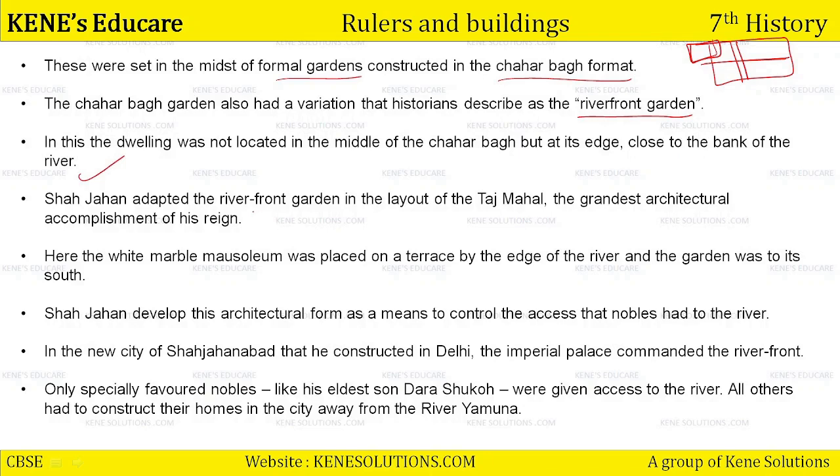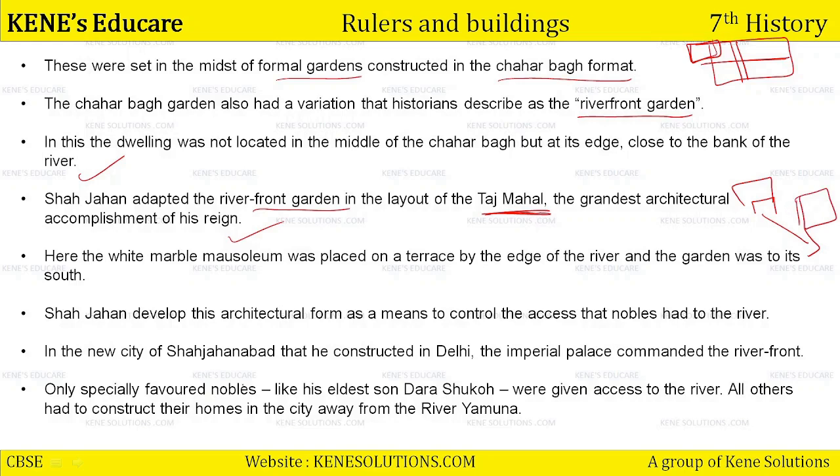Shah Jahan adapted the riverfront garden in the layout of the Taj Mahal, the grandest architectural accomplishment of his reign. Here, the white marble mausoleum was placed on a terrace by the edge of the river, and the garden was to its south. So basically, ताजमहल कैसे बनाया गया है? एक ऐसे pedestal है, उसके ऊपर ताजमहल है, and उसके south में there is this garden in the Char Bagh format.